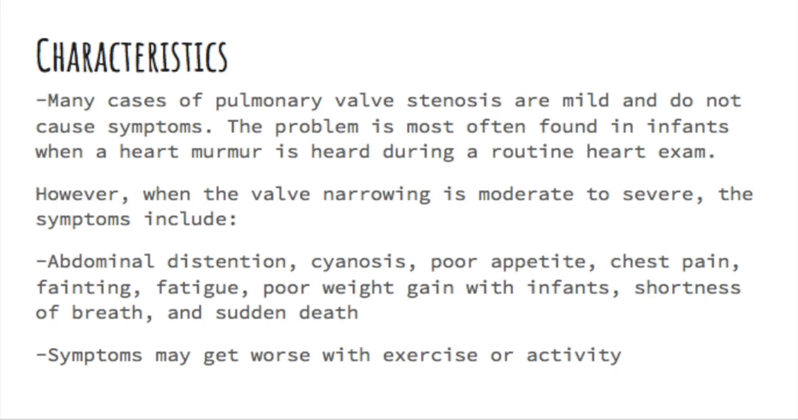So some characteristics of pulmonary stenosis. Many cases of pulmonary valve stenosis are mild and do not cause many symptoms like Kayla said in the last slide. But the problem is most often found in infants when a heart murmur is heard during a routine heart exam. However, when the valve narrowing is moderate to severe, that's when you can see some of these symptoms, such as abdominal distension, cyanosis, poor appetite, chest pain, fainting, fatigue, poor weight gain with infants, shortness of breath, and sudden death. Symptoms may get worse with exercise or activity as well.